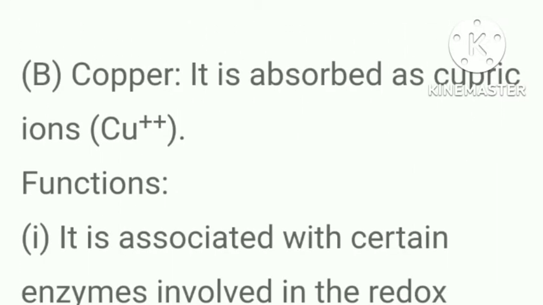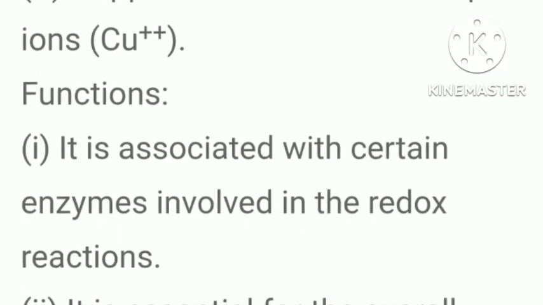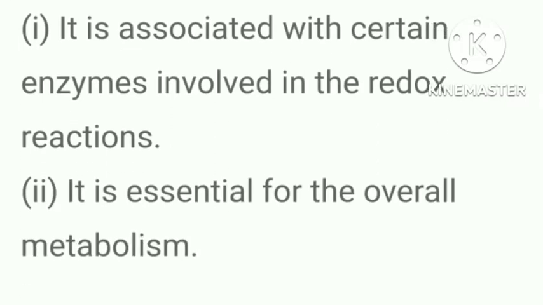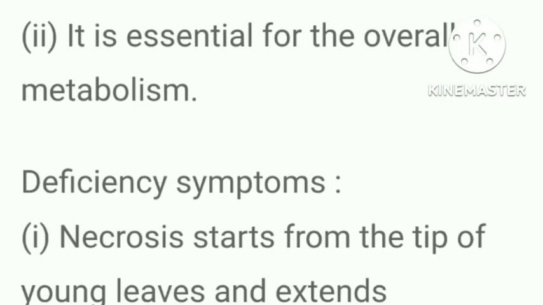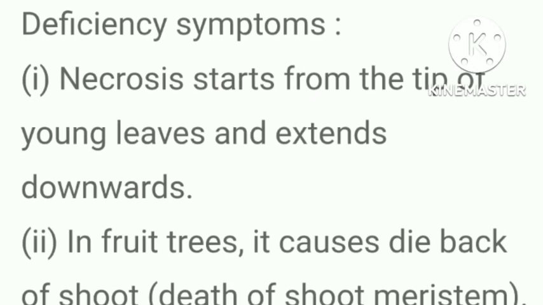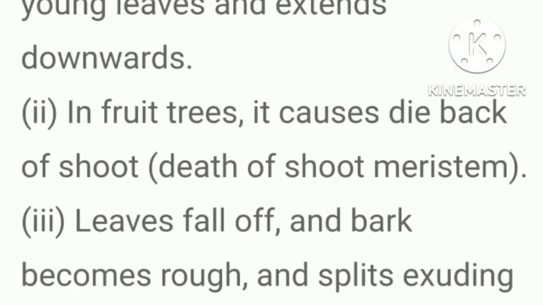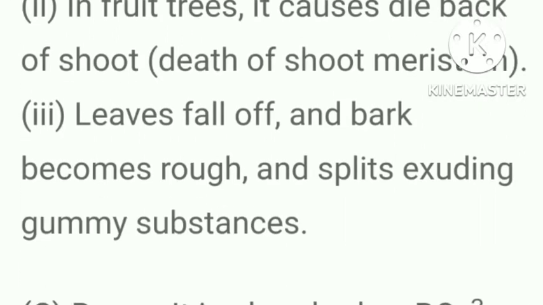Copper: it is absorbed as cupric ion, Cu++. Functions: it is associated with certain enzymes involved in redox reactions. It is essential for the overall metabolism. Deficiency symptoms: necrosis starts from the tip of young leaves and extends downwards. In fruit trees, it causes dieback of shoots, of shoot meristem. Leaves fall off and bark becomes rough and splits, exuding gummy substances.